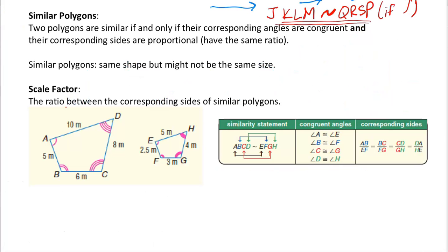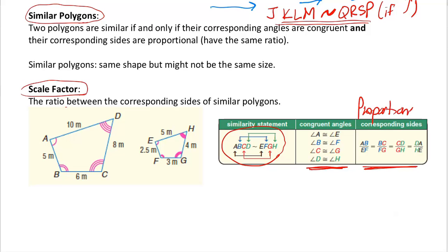I'd encourage you to pause the video and read about similar polygons. We've talked about it, but here it is written out if you need things written out. And then read about the scale factor. And then read about the similarity statement and see how the angles are congruent and the corresponding sides are proportional. Proportional means that each of these ratios of the corresponding sides are equal.